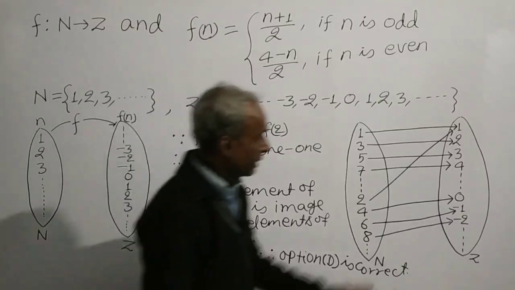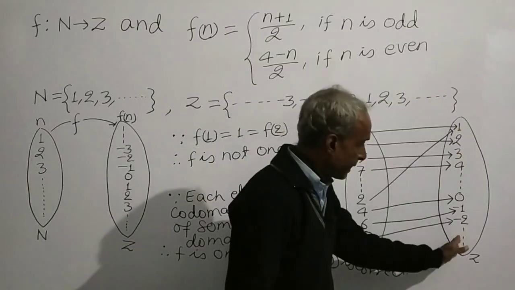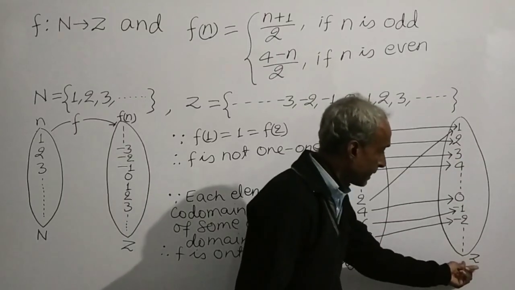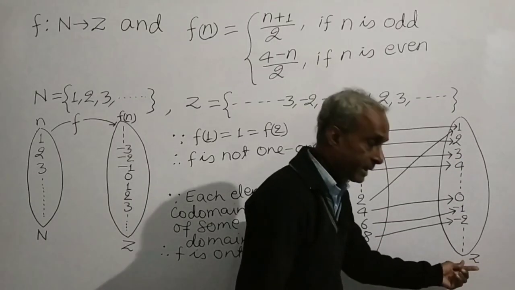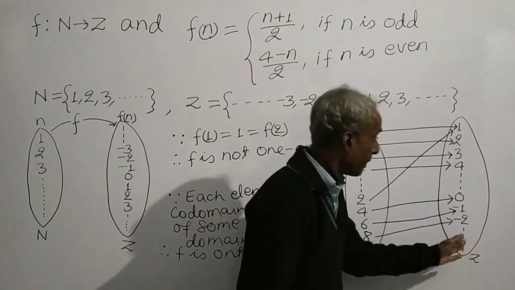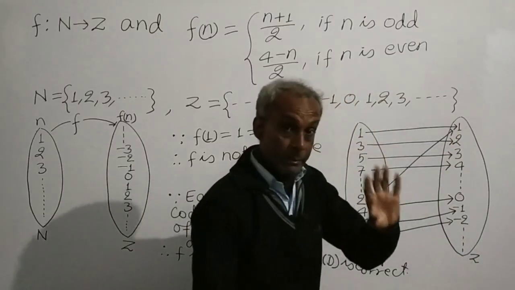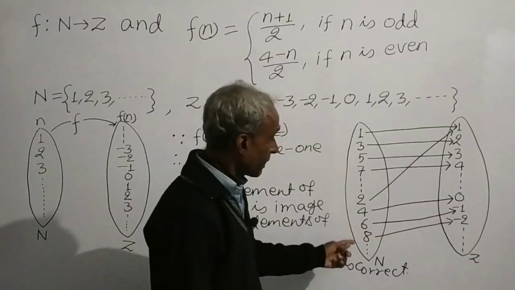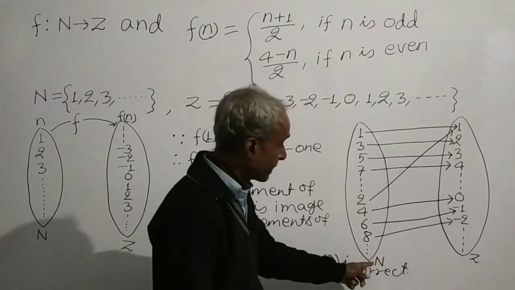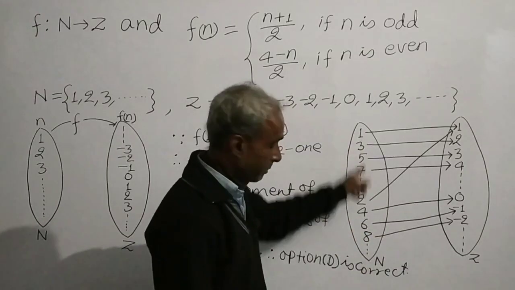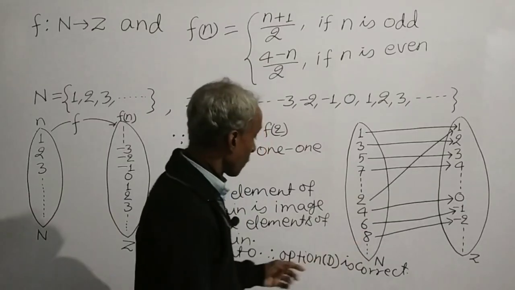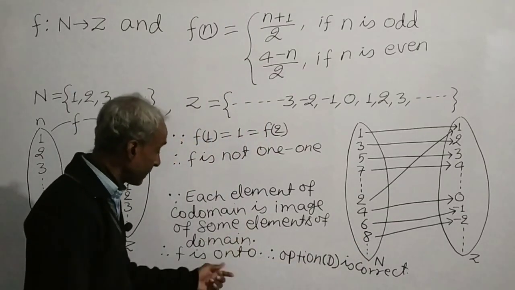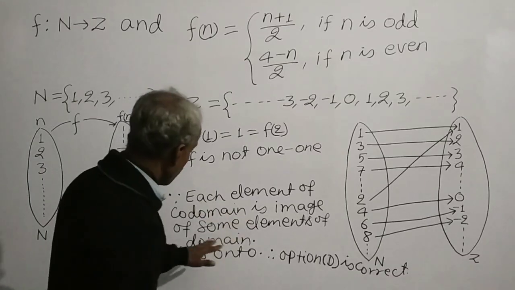That means every integer present in this codomain Z is the image of some element that is present in this set N. Therefore, this function f is onto.